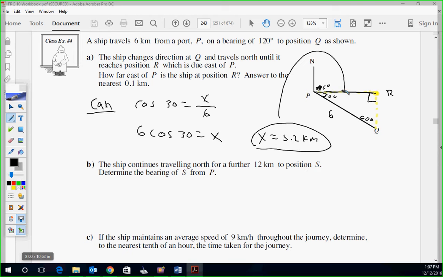The ship continues to travel north further 12 kilometers to position S. Okay, so it goes 12. That's 12, to position S. Determine the bearing S from P. So what is this bearing?